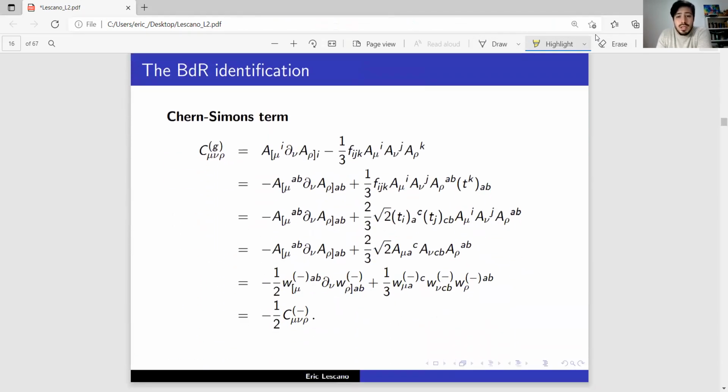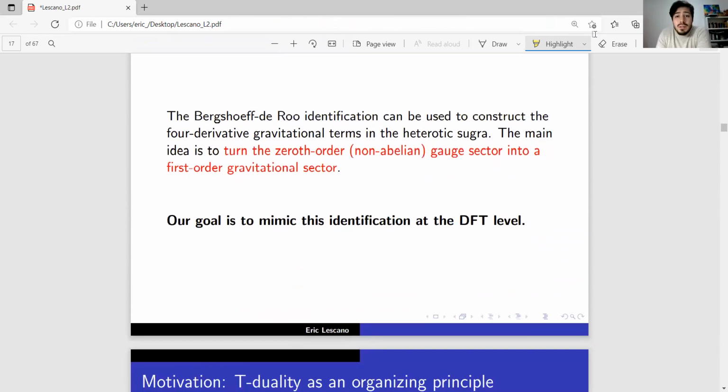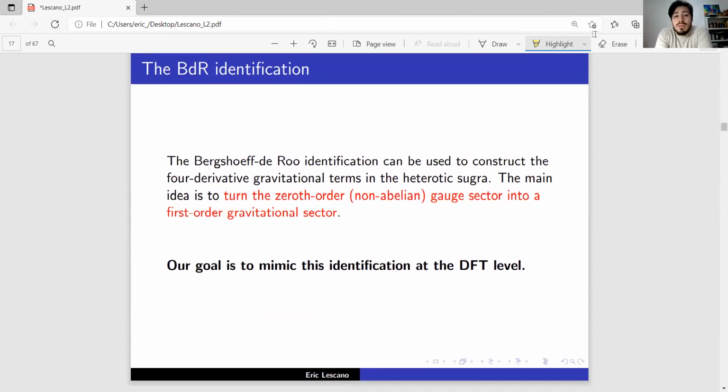For example, for the Chern-Simons terms, here on Slack I uploaded these slides, and I had a typo over here, and thanks to Sergio Aguilar, who some minutes ago made me notice this typo. This is okay now. Here we are turning the gauge Chern-Simons term into the gravitational one. Everything works very well. So the Bergshoeff-de Roo identification can be used to construct the 4 derivative gravitational terms in the heterotic supergravity.